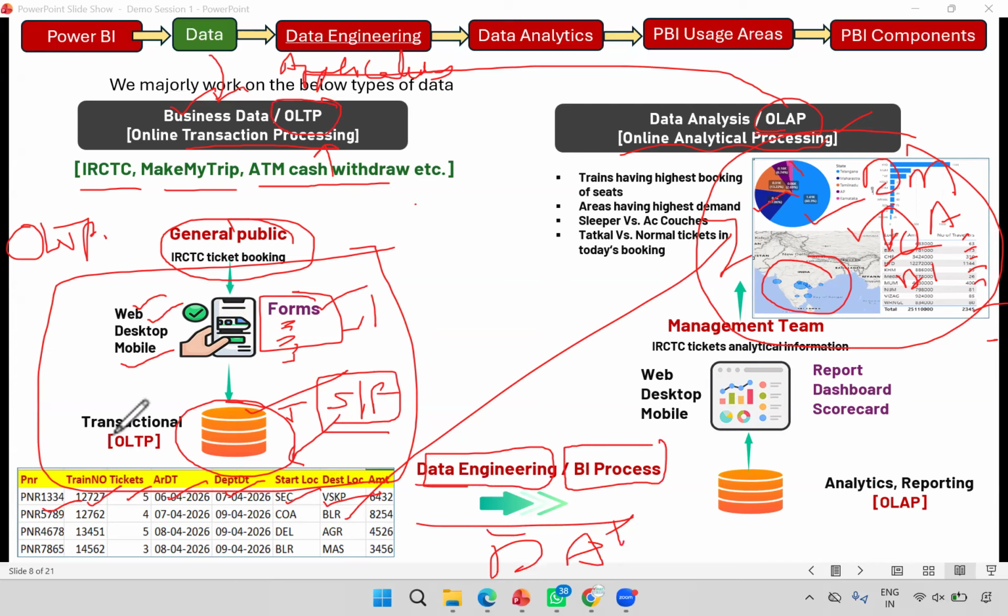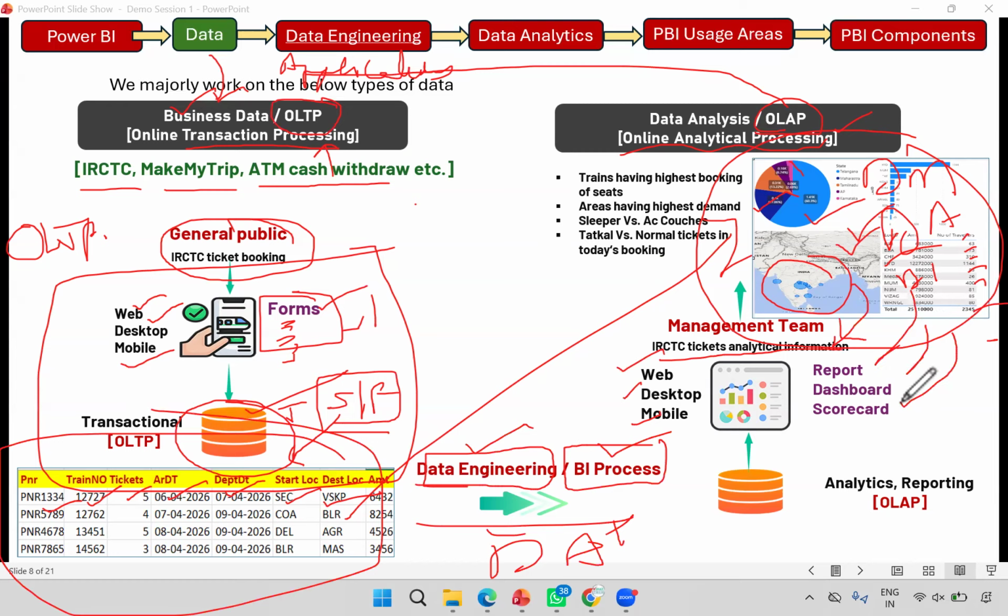So the transactional data or business data pass through the engineering and BI process so that this information will be presented. That information only the management team uses as part of decision making. Again, common mobile, desktop, web, all the ways they use it, they analyze it. And this area is called the report or dashboard or scorecard area.